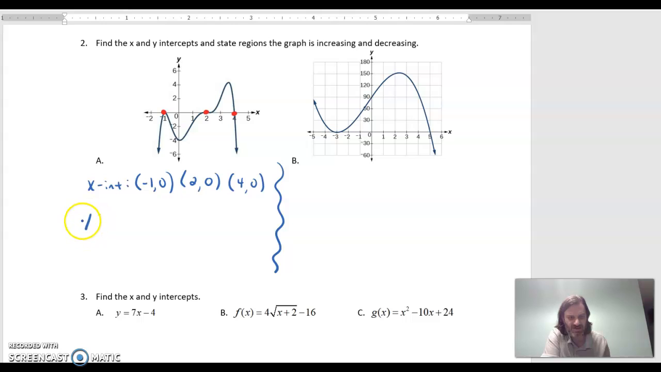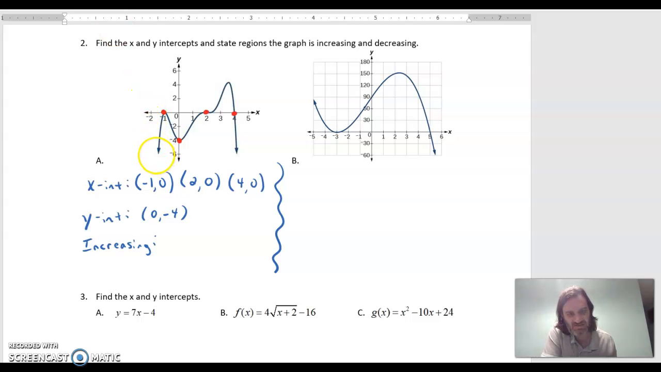And then the y-intercepts are where we're hitting the y-axis. Remember, for a function, you can only hit it once. It looks like it's about 0, -4. Okay. And then if we want to talk about the increasing regions, we need to figure out where the function is going up from left to right.